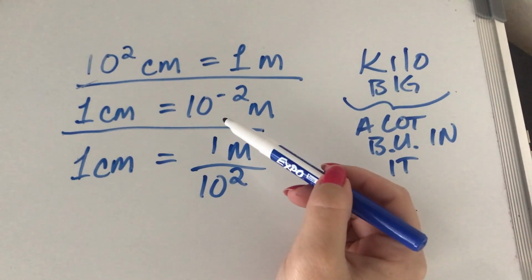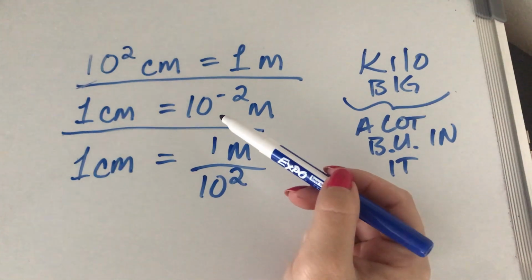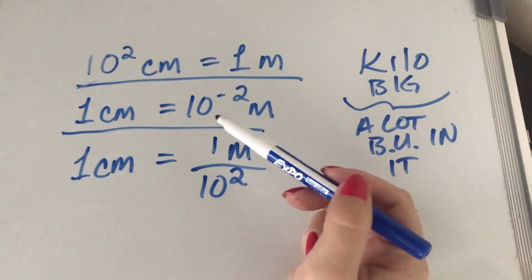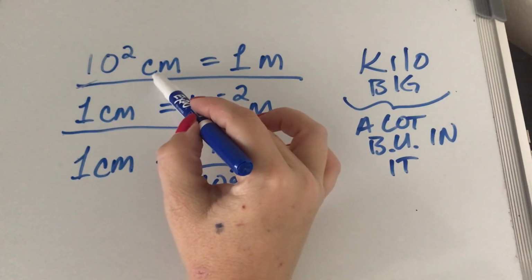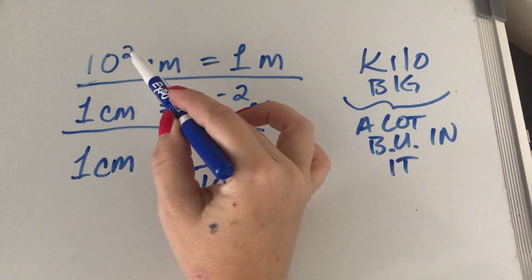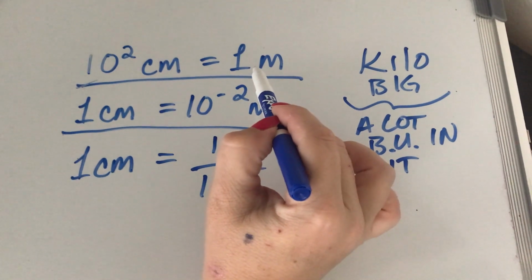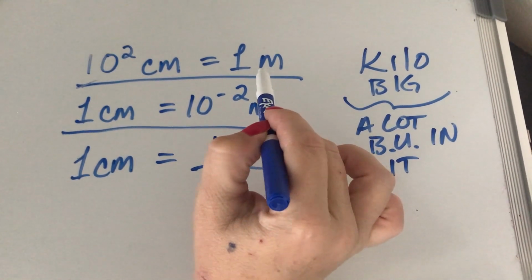The best way that you can keep yourself straight with which one it is: remember that this guy is bigger than this guy, which means you need more of this guy for every one of this guy, right? Does that make sense, guys?